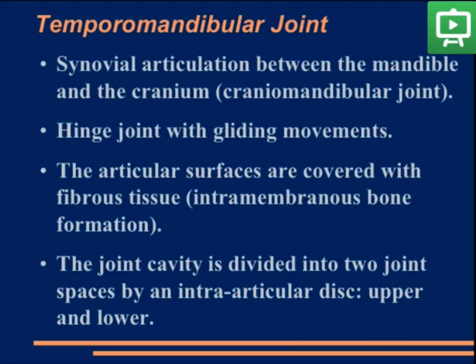What is also characteristic about this joint is that the articular surfaces are covered with a fibrous tissue, and it is also a center of cartilage and intramembranous bone formation. Until adolescence, the condyle of the mandible is an ossification center, where the cartilage is being ossified into bone under the fibrous surface. Lastly, the joint cavity is divided by a disc called an intra-articular disc. It is divided into two spaces, an upper cavity and a lower cavity.